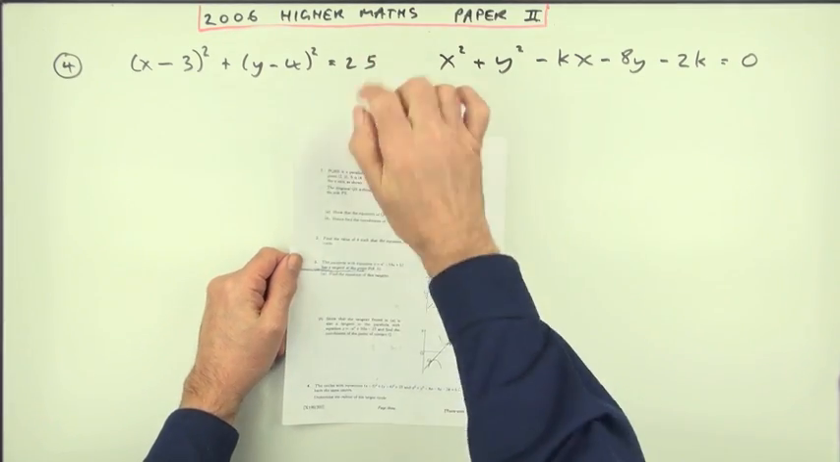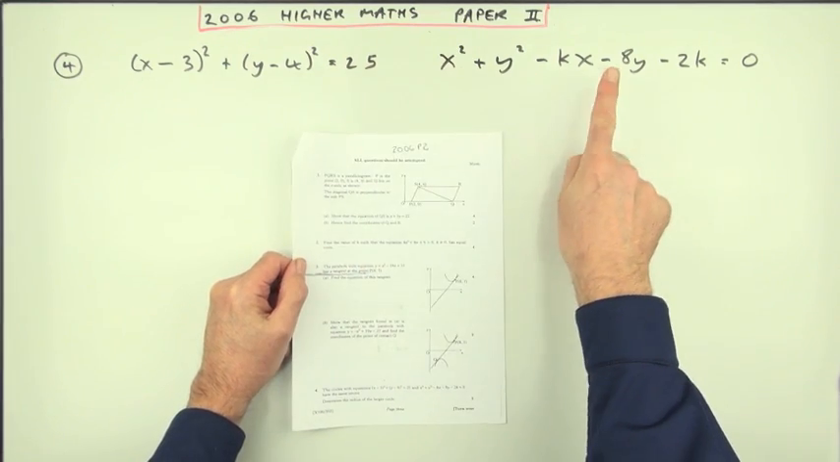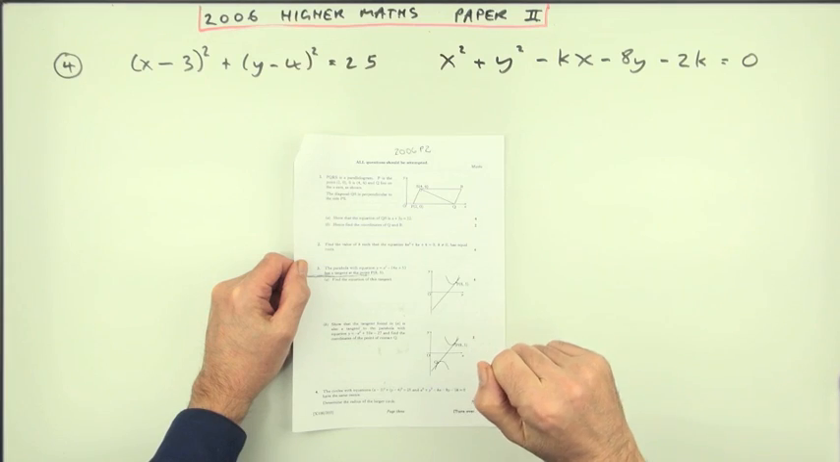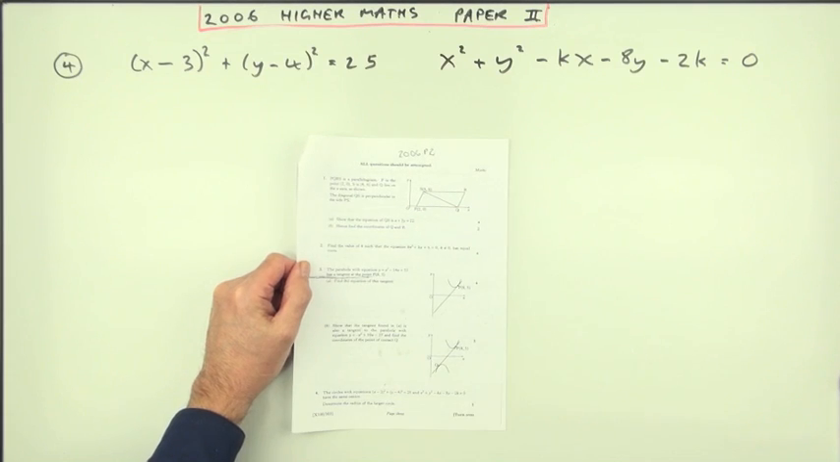Number 4 then, from the 2006 Higher Maths paper 2, circles. Here's the equation of two circles in the two different forms. Determine the radius of the larger circle, given that the circles have got the same centre.